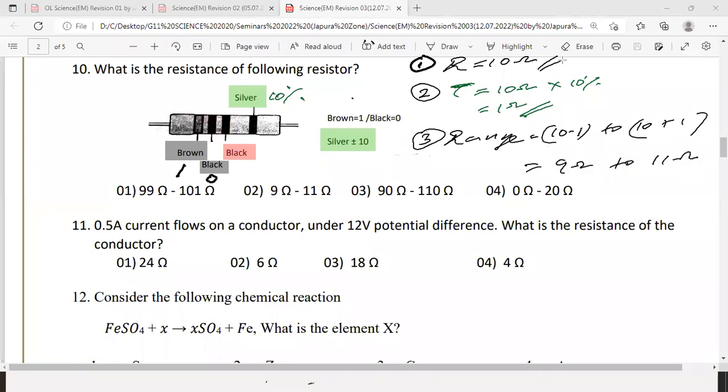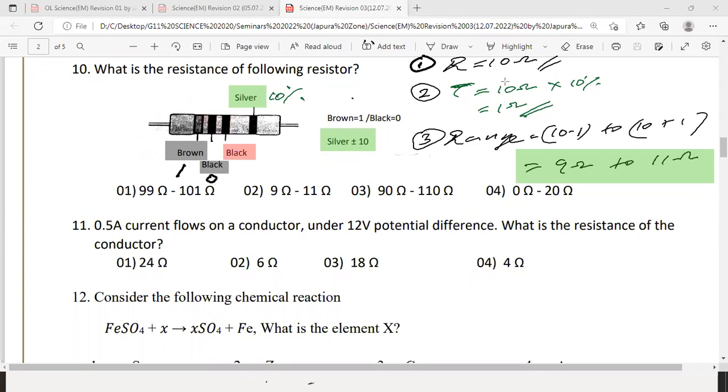What is the first step? Find the resistance using the first three colors. Second step, find the tolerance using the fourth color band, the percentage given. Then third step, you have to find the range using the first two values, 10 and 1 ohm. 10 minus 1 to 10 plus 1, that is the range. So therefore, even though we give 10 ohms, it can fluctuate within this range accepted. Because any resistor, the resistance can fluctuate within a certain range. Within that range, they will accept the values.